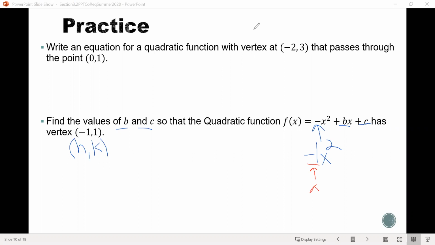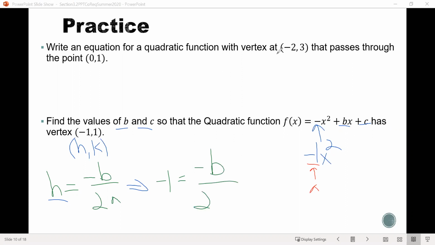So knowing that, and knowing the values for h and k, we can actually start by using our formula for h here. So we know that h is given by -b over 2a. We know the value for h, so we can plug that in. So that'd be -1 equals, we don't know the value for b, so we leave that as -b over 2 times, we do know the value for a, right? That's -1. So this gives us -1 equals -b over 2 times -1.